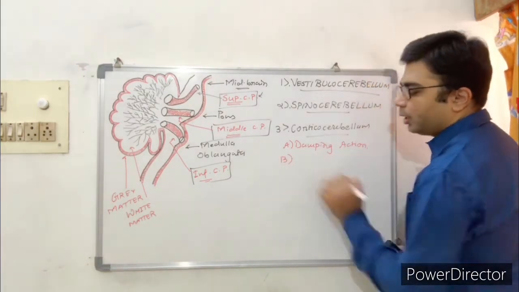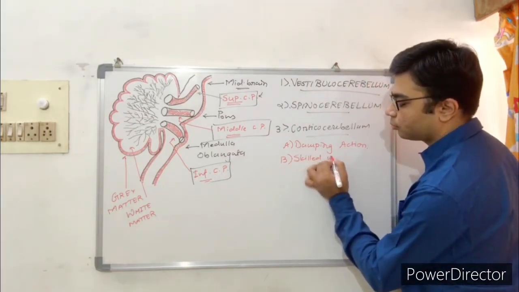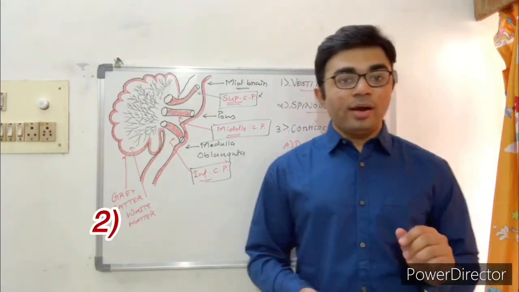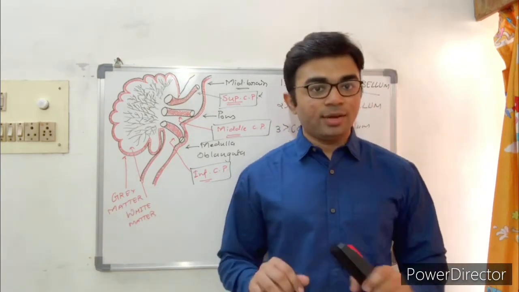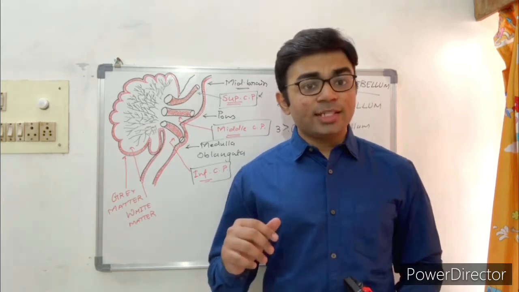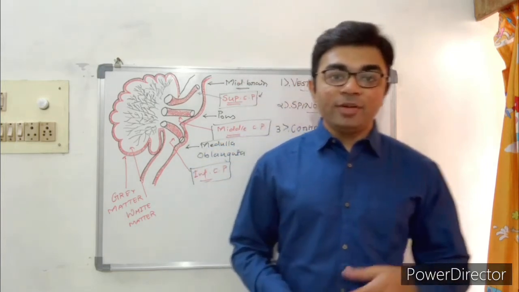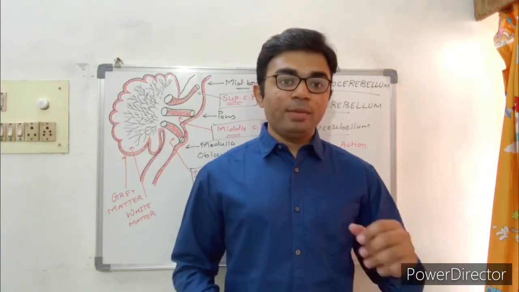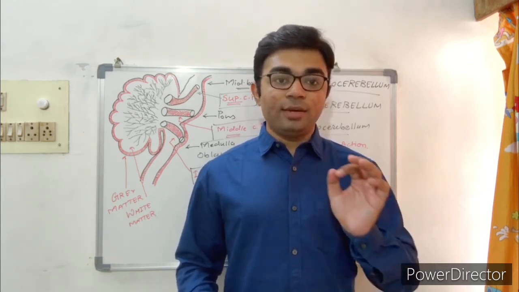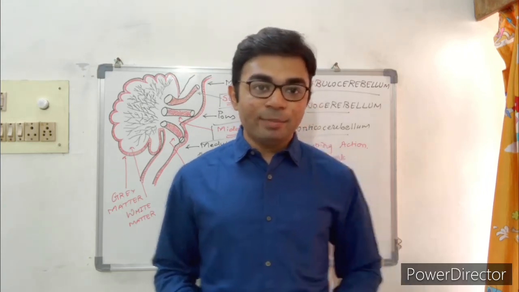Second function, that is, it helps in skilled work. The best examples are typing, dancing, cycling; all these kinds of activities we can call ballistic movement, or I can say skilled work. Whenever we are talking about this kind of skilled work, we must learn it, and we must have that much tone, that much equilibrium and the maintenance of our posture, which is only done by the cerebellum.